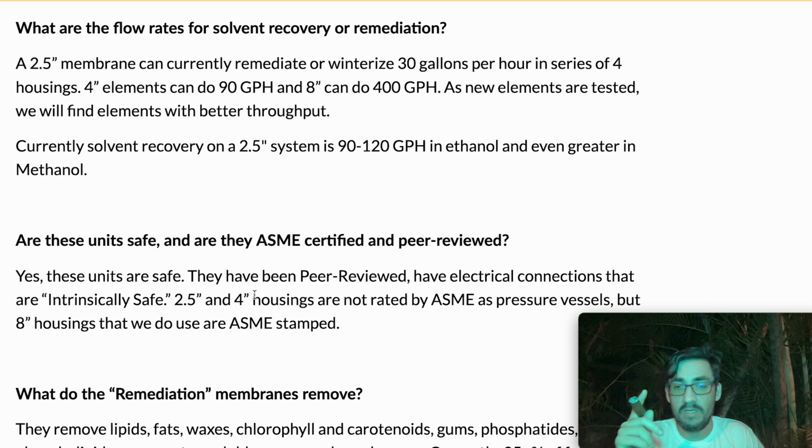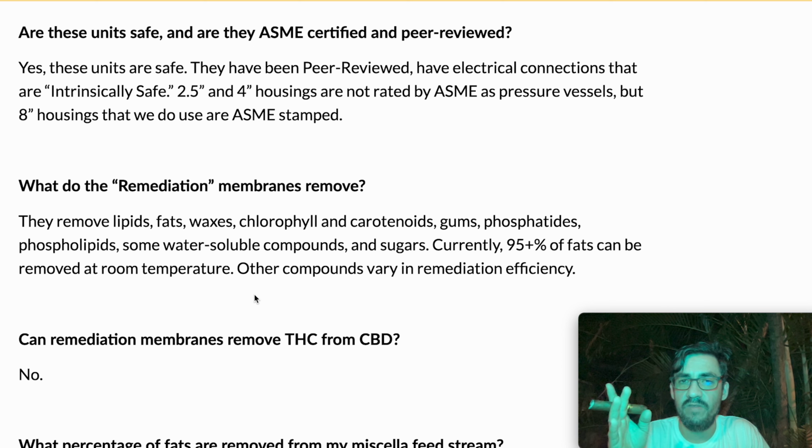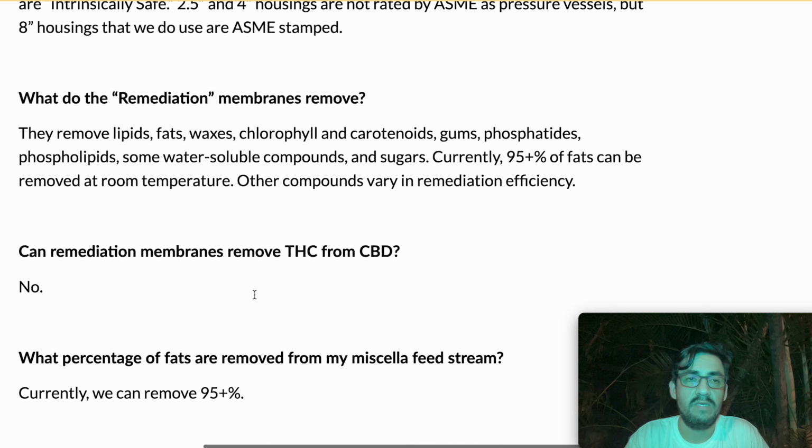That being said, you do need to modify the temperature. Winterization will happen somewhere between 0 to 25 degrees Celsius, depending on the solvent used. The solvent recovery, the warmer the better. ASME. So, note to self. You do not get ASME stamped vessels unless they are 6 inches or above. So the 2.5 and the 4, they simply cannot be ASME because they're not classified as pressure vessels as such. But the 8-inch systems, definitely they are ASME stamped.